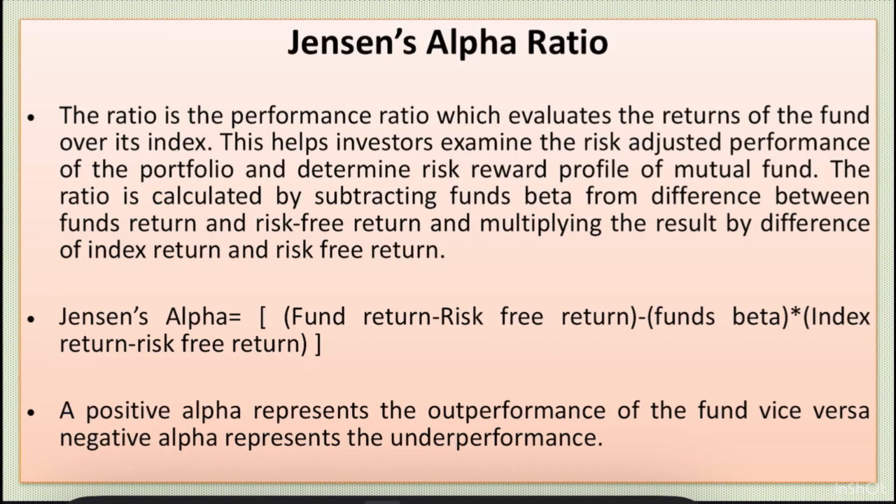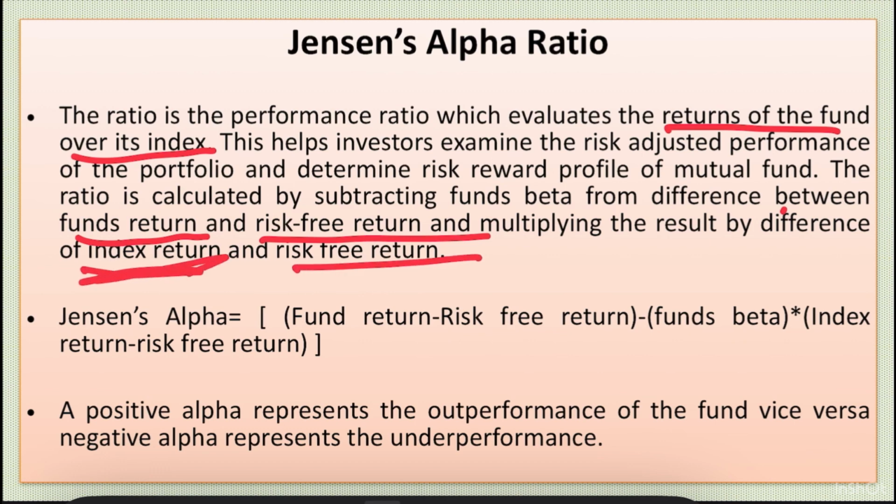Perfect. Now, let's move to Jensen's alpha. Now, what does Jensen's alpha tell us? It evaluates the return of the fund over its index, right? We can simply say that it calculates the performance of the portfolio by subtracting the fund's beta from the difference between the fund's and the risk-free return, and then multiplying the difference by the index return and the risk-free return.